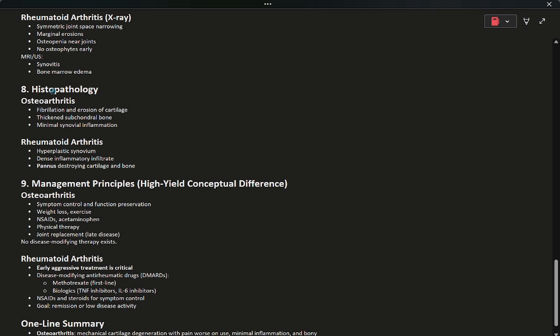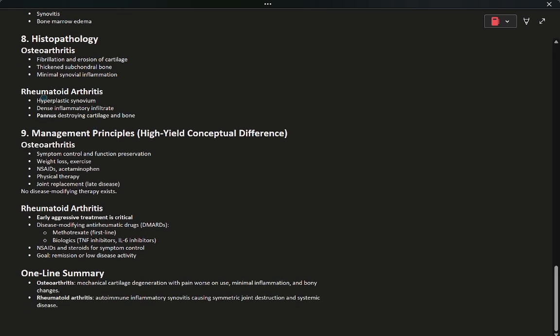Regarding histopathology and biopsy, osteoarthritis will show fibrillation and erosion of cartilage, thickened subchondral bone, and minimal synovial inflammation. But in rheumatoid arthritis, there's going to be hyperplastic synovium and an intense inflammatory infiltrate, because once again, it is an autoimmune inflammatory disease. There's also going to be the presence of pannus, which destroys the cartilage and the bone.